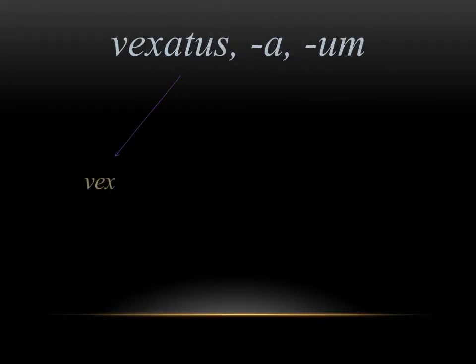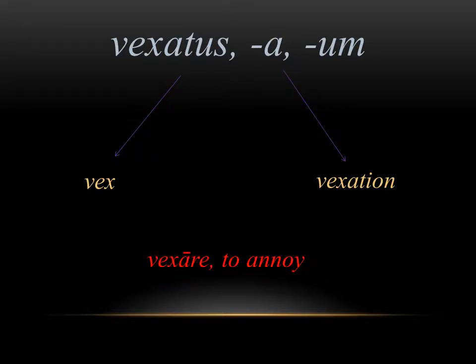The next word we're after is vexatus, which means annoyed in Latin. In English, we get vex and vexation, but again, there's another verb that you've already seen, vexare, which means to annoy, and that's where this adjective comes from. So vexatus is the adjective form, annoyed, and it comes from the verb to annoy, which makes perfect sense.